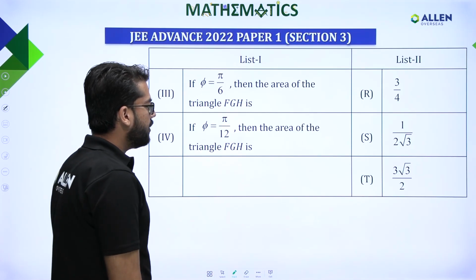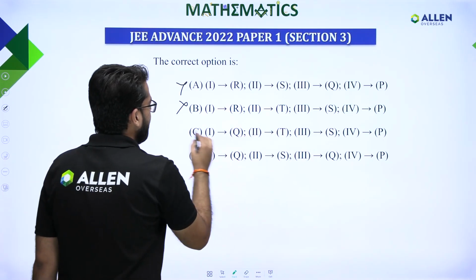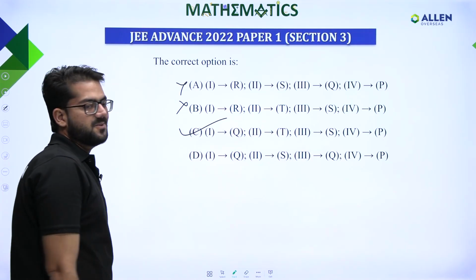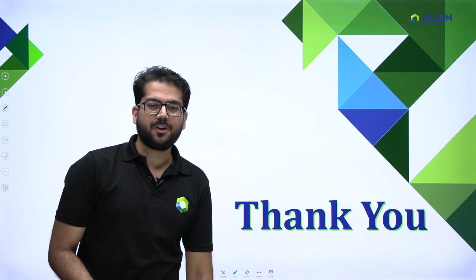Is there 3 root 3 by 2? Yes, we have T as the one, and you can see that option C is the correct one for this question. Are you getting my point? Hope it is clear to everyone, right? Thank you.